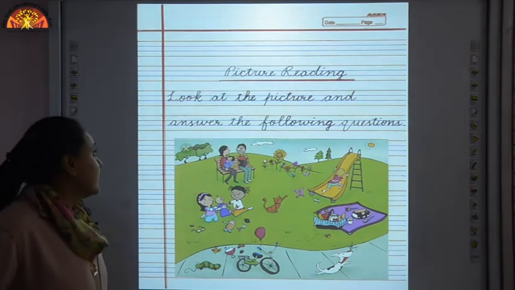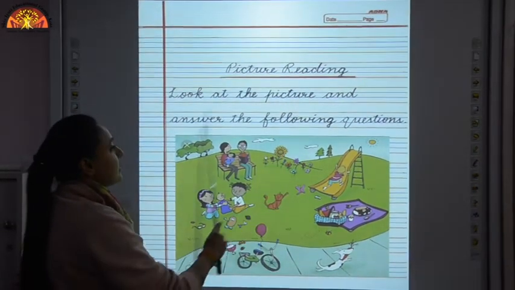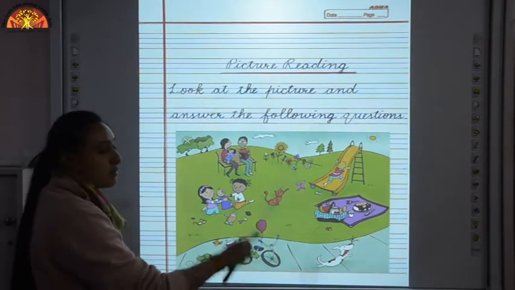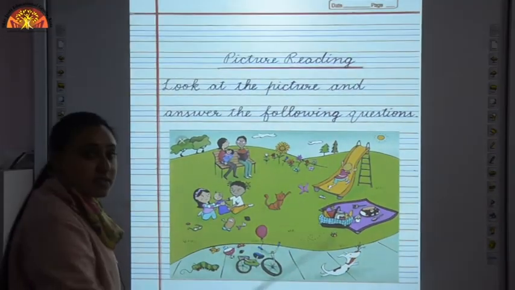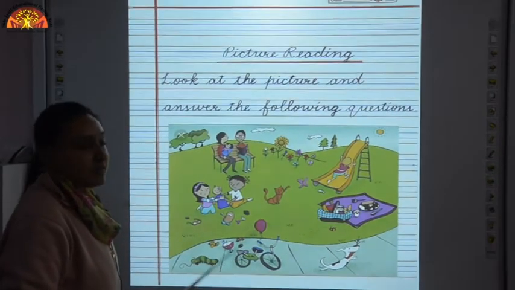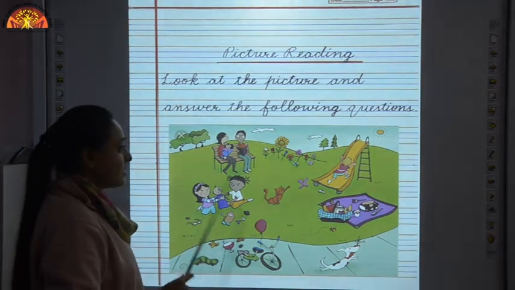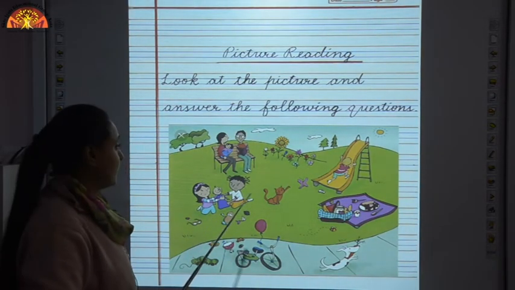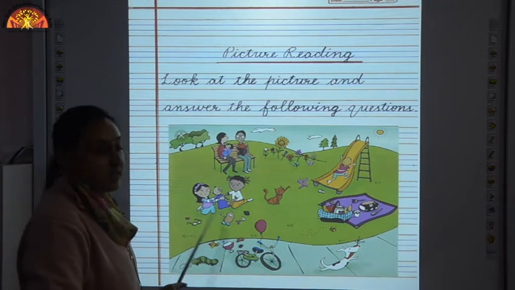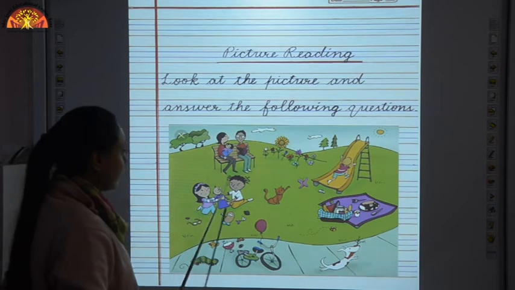Children, now we will revise picture reading. Look at the picture and answer the following questions. So children, look at this picture. Which picture is this? This is a picture of a picnic to a park, okay. So here one family is there who has been to a picnic, okay. Where have they been to? They have been to the park for a picnic, okay.